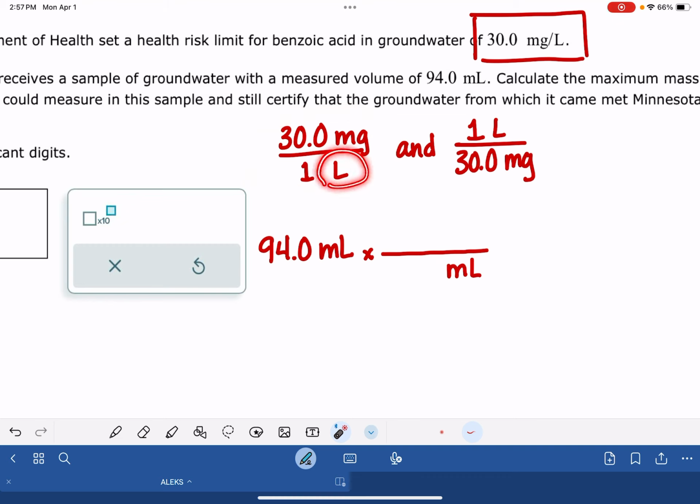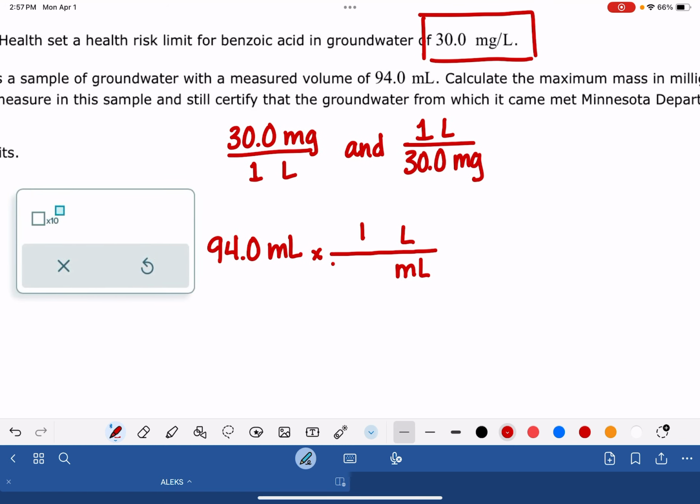But notice that the volume unit is not exactly right just yet. My conversion factor has units of liters and this is units of milliliters. So before I can use that 30 milligrams per liter, I just need to do a simple conversion from milliliters into liters using my relationship between milliliters and liters. Milli is the prefix for 1,000, which means there's 1,000 milliliters in a liter, and that's going to cancel that unit out. And now I am ready to set up another conversion.